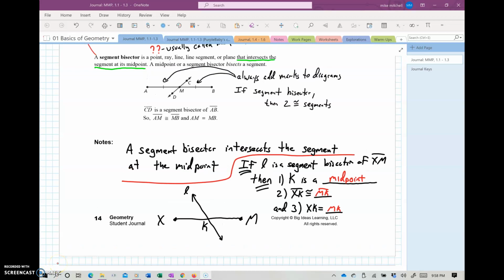Also, don't forget in your diagram, go in there, mark those segments that are congruent. That's going to be really important later, kids. I can't tell you how important marking your diagrams is for answering questions.